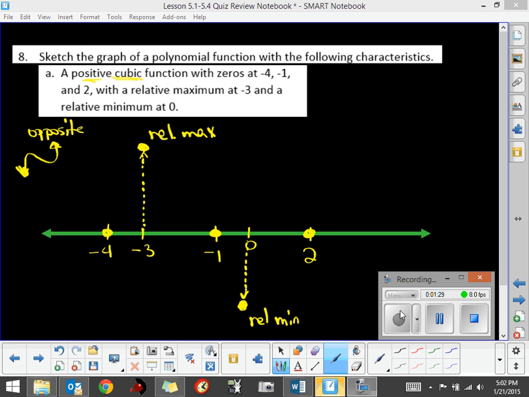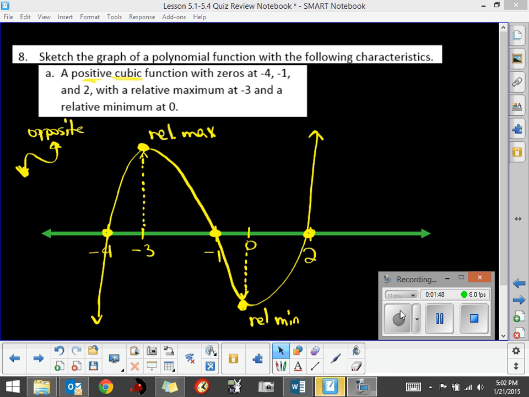Because I know it starts low and finishes high, I've got all my clues used. I'm going to start low from here, work up through my zero at -4, hit my relative max, come back down through my next zero, go through my relative min, and then go back up through my last zero. So there's the cubic function that is an S shape, has opposite end behavior, and has a relative max and a relative min at the specified locations and goes through the x-axis as the indicated zeros tell us.